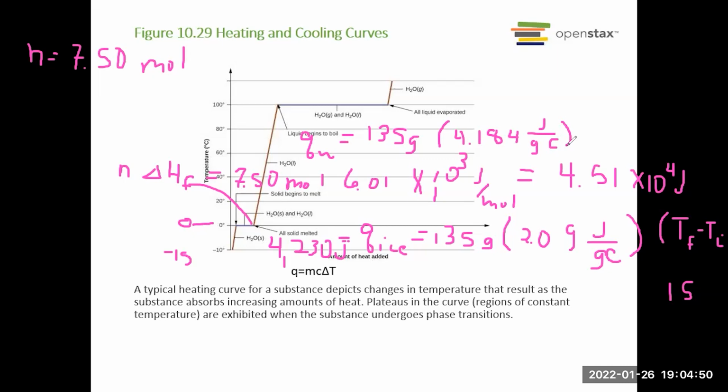times the change in temperature. So our initial and our final, that would be 100 minus 0, so it's just 100. So multiply it by 100. And that's going to equal some number times 4.184 times 100.